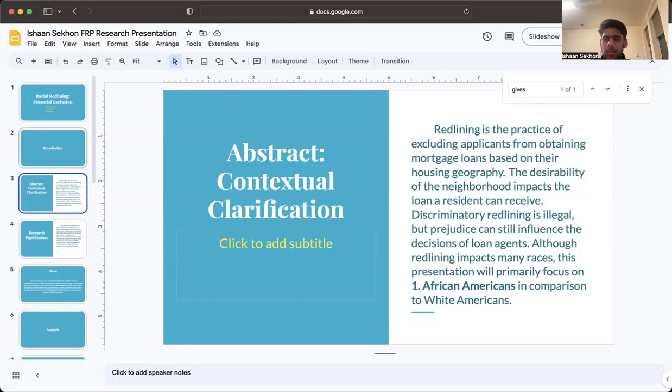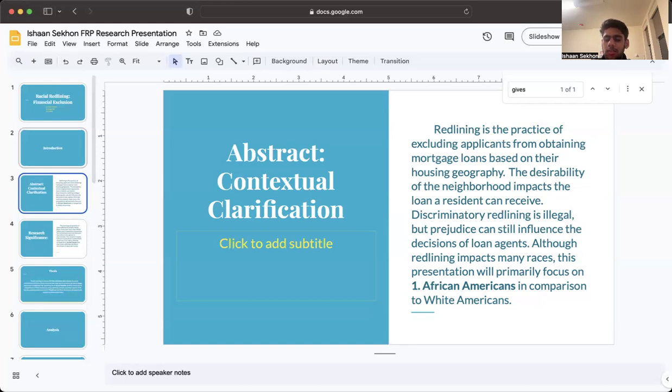I'm including this abstract here to give context for anyone who isn't very familiar with redlining. Redlining is the practice of excluding applicants from obtaining mortgage loans based on their housing geography. The desirability of the neighborhood impacts the loan a resident can receive. Discriminatory redlining is illegal, but prejudice of loan agents can still influence their decisions.